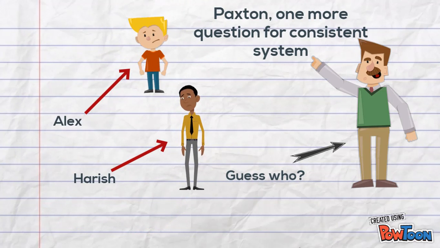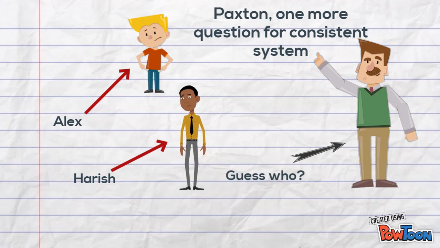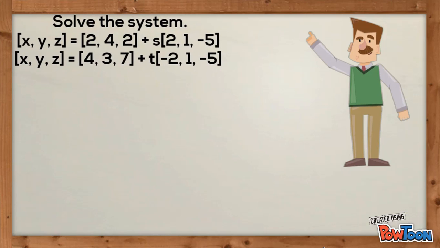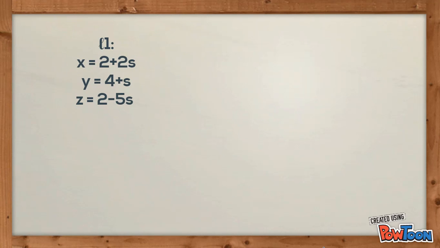In order to describe a system of lines that is consistent, we will use one more example to figure it out. Question 2. As we explained in question 1, we need to check the direction vectors first, which are 2 over negative 2, 1 over 1, and negative 5 over negative 5. They do not have the same ratio, so these two lines are not parallel, so they can be either intersecting at a point or skew. Same as question 1, let's change the vector equations into parametric form.